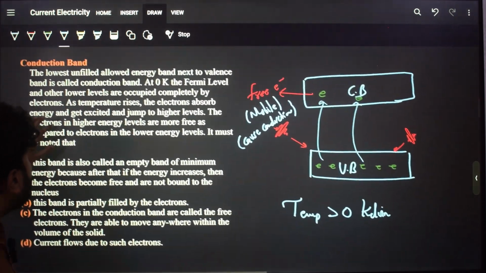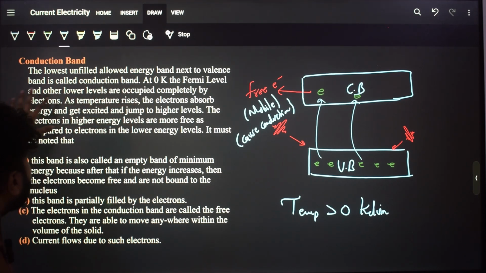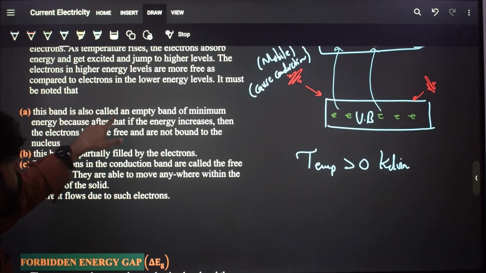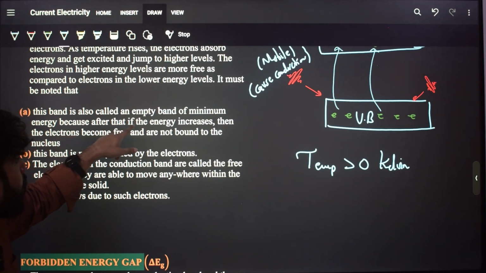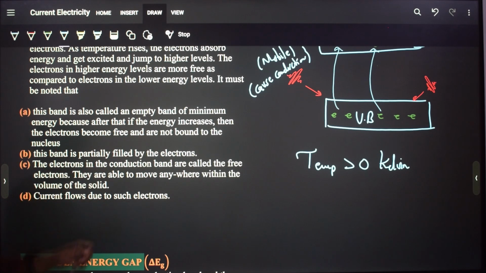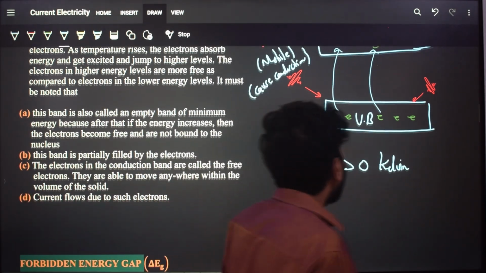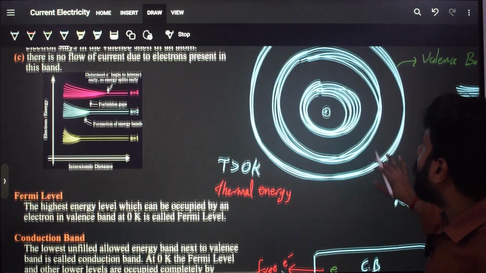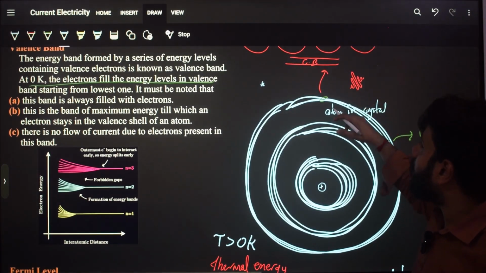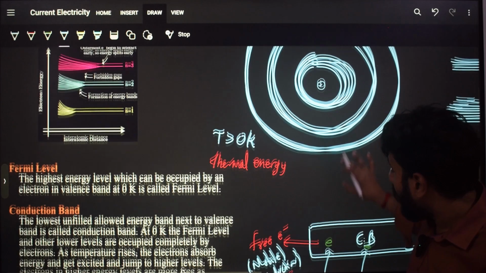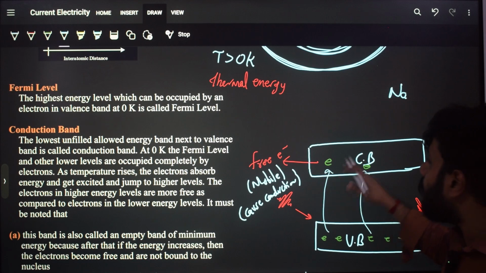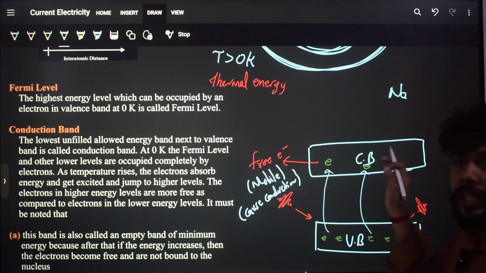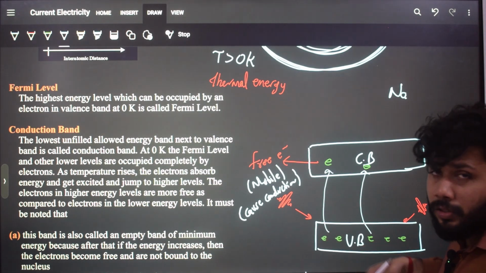At 0 Kelvin, the Fermi level and other lower energy levels are occupied completely by electrons, and that means the conduction band is empty. The conduction band is also called the empty band of minimum energy, because after that, if the energy increases, the electron becomes free. What is the meaning of this? Just like I told you, once an electron gets energy, it jumps from valence to conduction band. Here the pull of the nucleus is nearly negligible, but it hasn't left the nucleus. The force due to the nucleus is nearly negligible, but it is not zero.